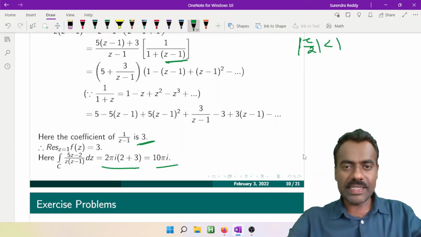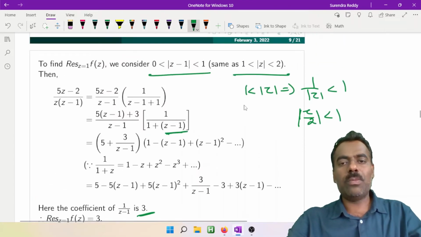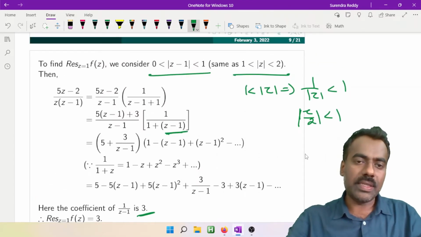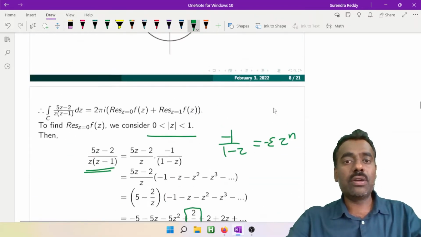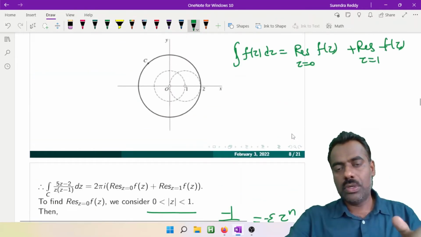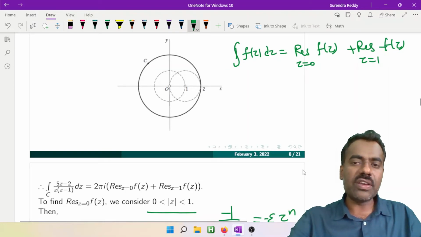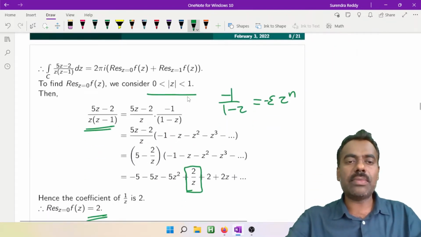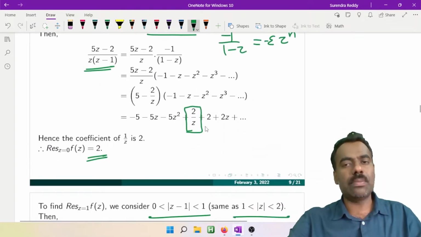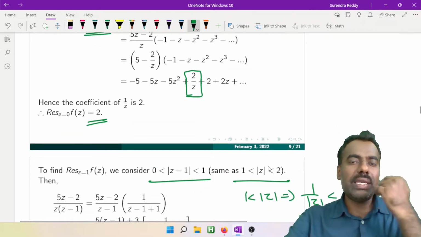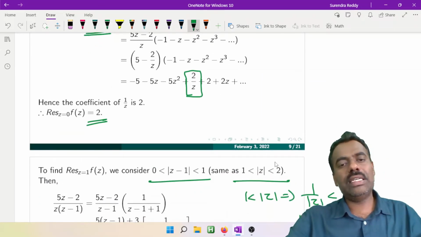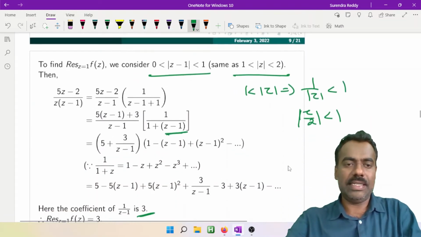Later in this class itself, we will see that this problem can be simplified further using another method. Suppose we have 4 or 5 singular points, then every time we have to calculate residues and use the sum. Instead, we can use another concept to simplify further, which we will see later in this class.